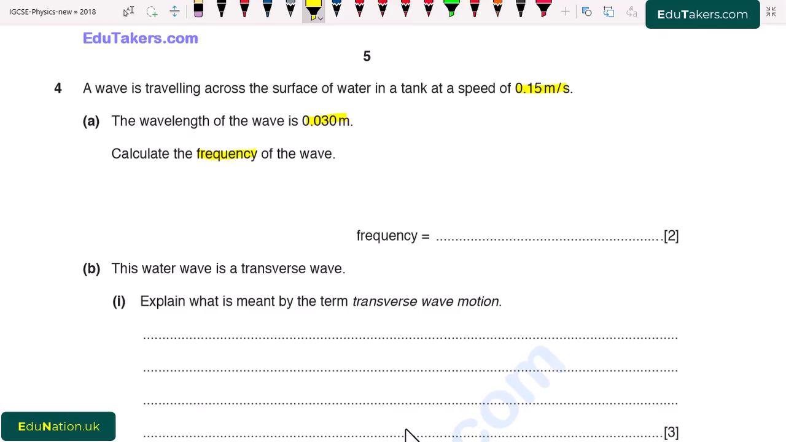Here we have to find out the frequency of the wave when wavelength and speed is given. So using the relation V is equal to F lambda, we have to find out frequency that is represented by F. It will be equal to V over lambda. V is 0.15 divided by lambda is 0.030, so that the value of frequency is equal to 5.0 Hz. I write here frequency is equal to 5.0 Hz.